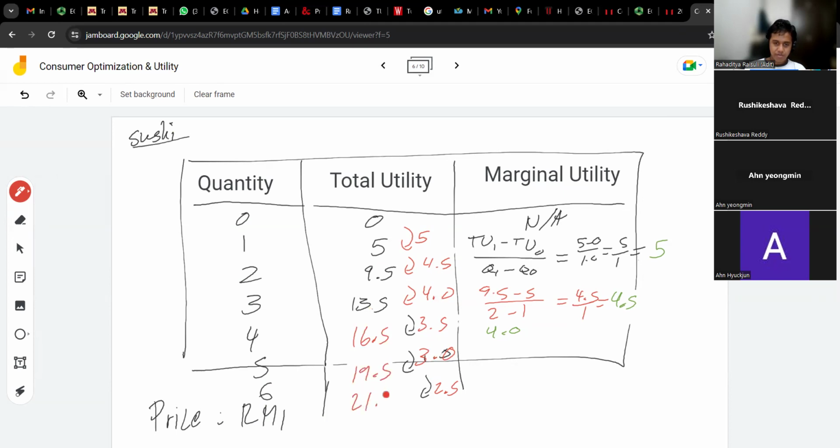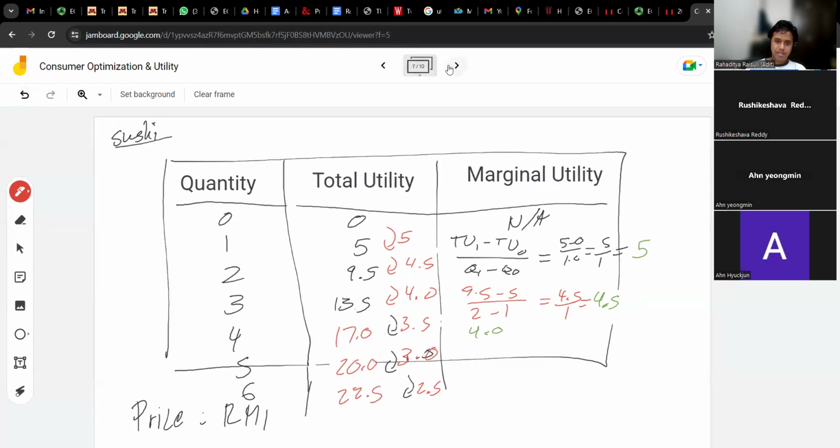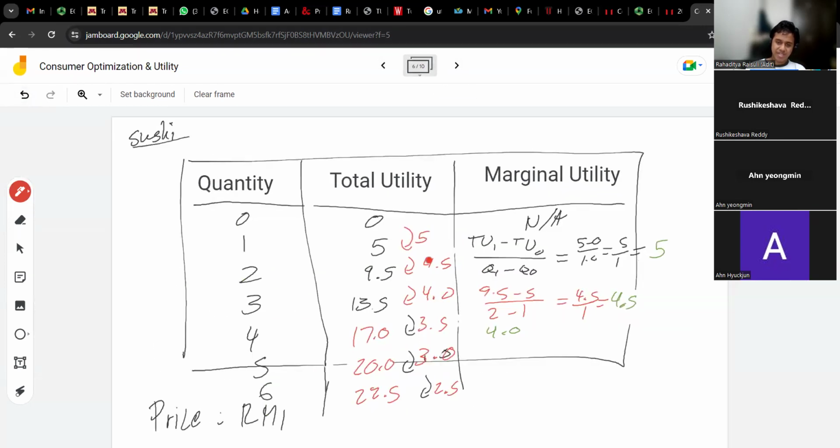19.5, 21. Wait, no. I cannot map it parallel. Hold on. 17.0, 20.0, 22.5. Okay, so we have this. This is our marginal utility. The more important part is the marginal utility. In your graph, your total utility will usually be useless. We'll usually be looking at marginal utility.